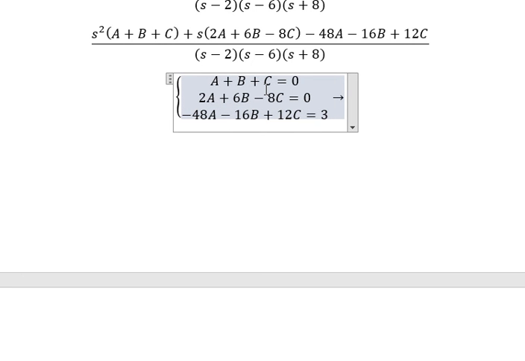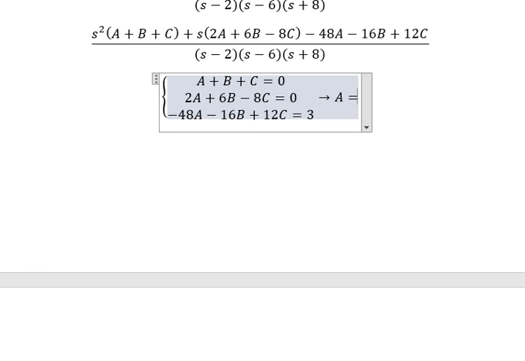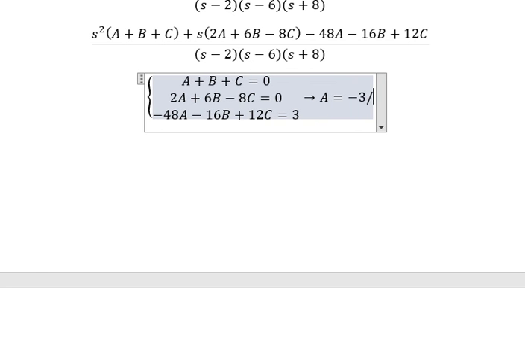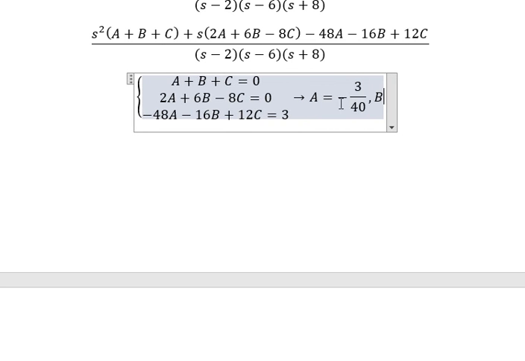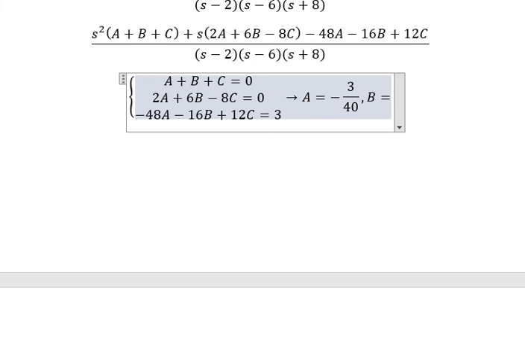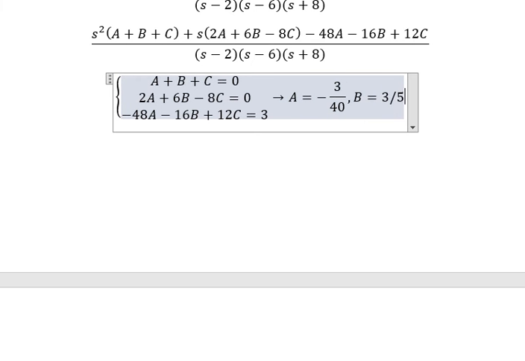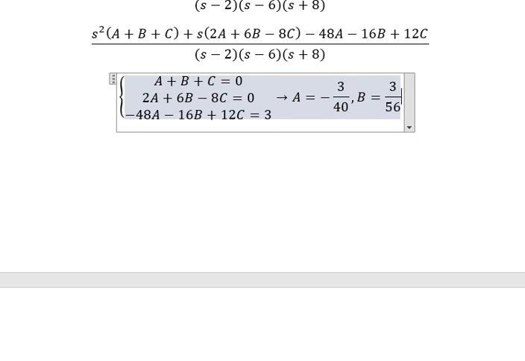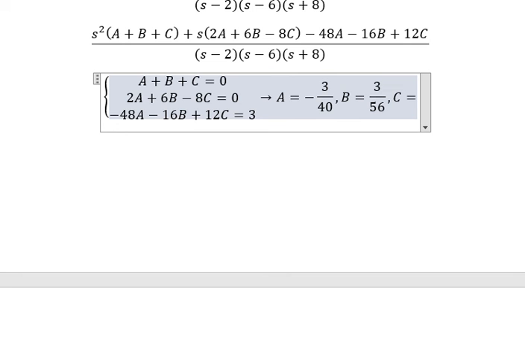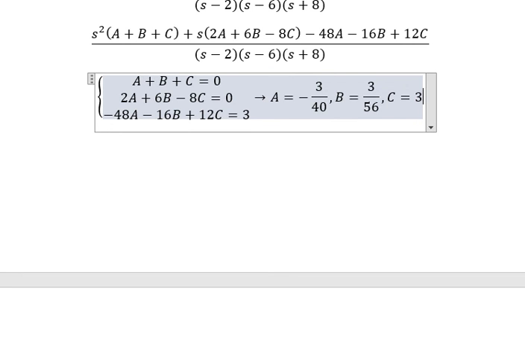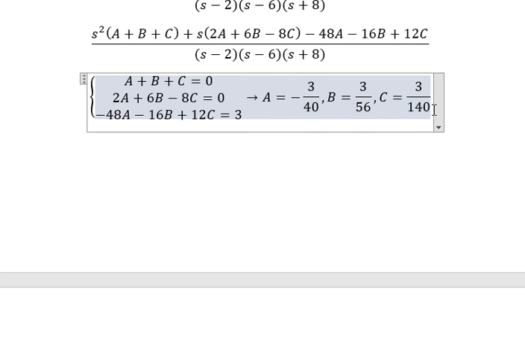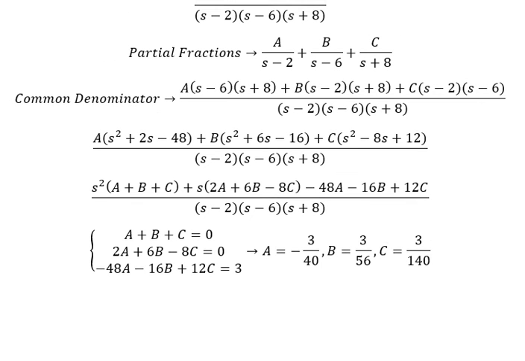Now, we need to find the solutions of A, B, C. So, A equals to negative number 3 over 40. B equals to 3 over 56. C equals to 3 over 140. And now, I will put A, B, C going here.